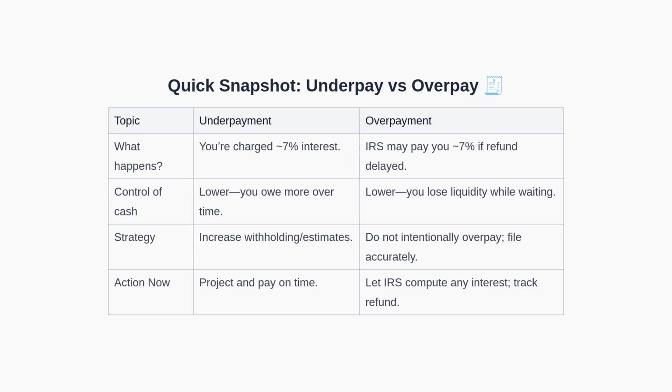This table summarizes the differences. Underpayment results in interest charges near 7% that you want to avoid by increasing withholding or making estimated payments. Overpayment may result in the IRS paying you interest if your refund is delayed, but you lose liquidity while you wait. The recommended strategy is to pay accurately and on time, and let the IRS compute any interest owed to you due to delays. Now, let's capture the main takeaways.